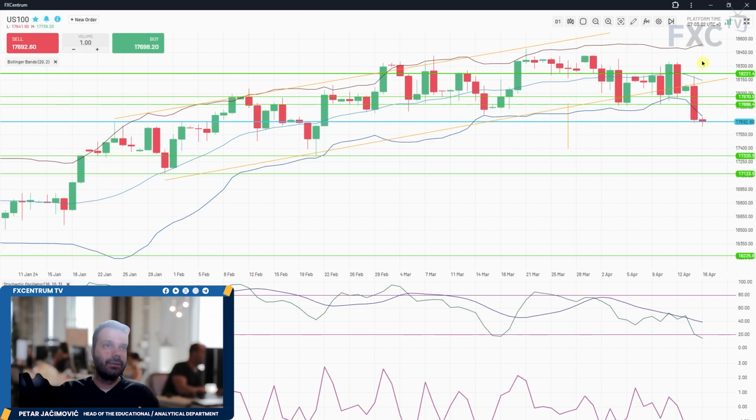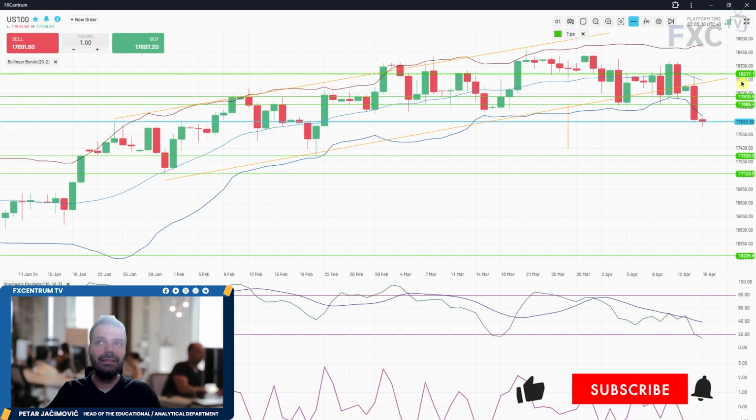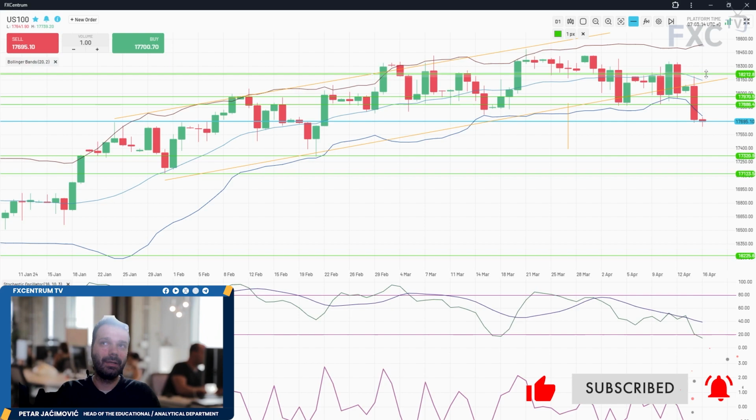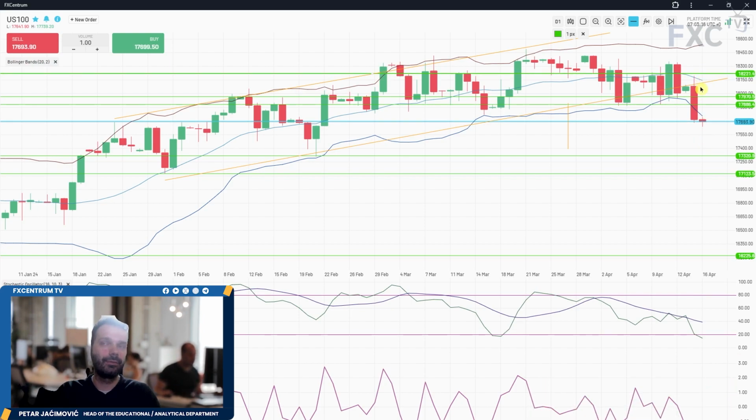So from my view, again, speaking of the short-term perspective, protective stop, I will say at 18,217, which is basically around this previous day high, just above the previous day high, and the middle Bollinger Band.